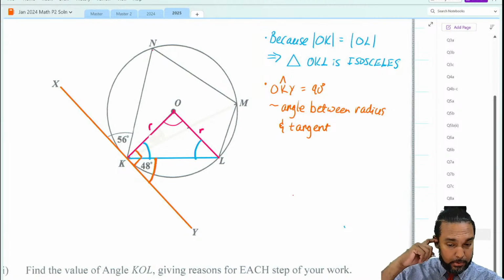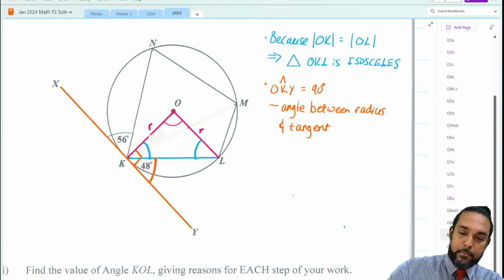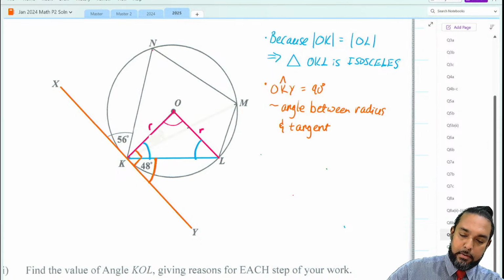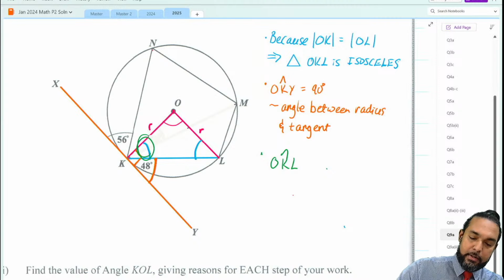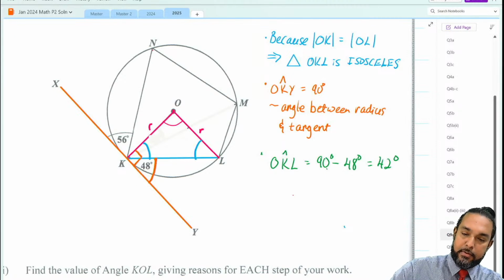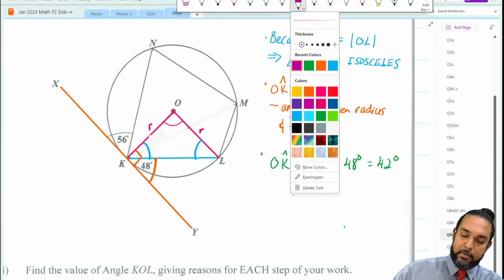And from there, we could say that angle OKL, which is this blue angle here, is therefore equal to 90 degrees minus the 48 degrees, which is 42 degrees. With me so far? All right, cool.